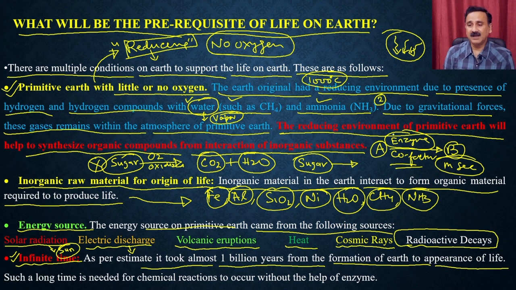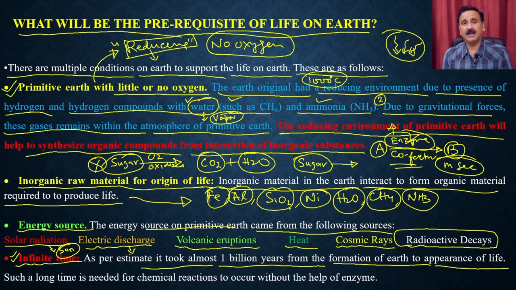But since enzymes were not present on the primitive earth, and enzymes are biological catalysts which enhance the rate of reactions, these reactions are going to be very, very slow. They will take minutes, seconds and hours for completing even a single condensation reaction of hydrogen and oxygen to give you water, right? And that's why it took a very, very long time.